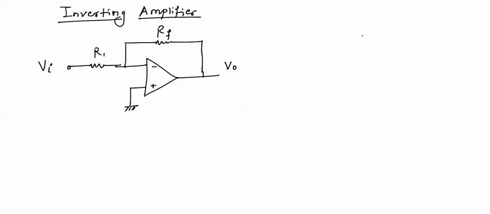In this operational amplifier, we have this output voltage V0, this resistance RF, this resistance R1, and this input. For some time I will deactivate this input source, so it will be grounded. And the voltage between these two resistances will be called Vn, and this voltage will be called Vp.